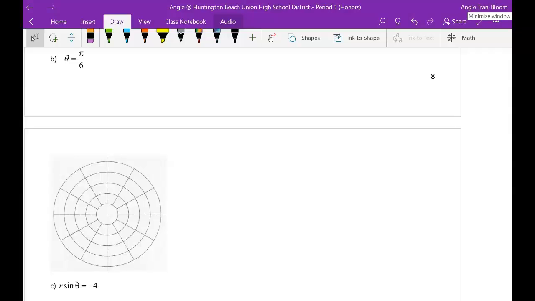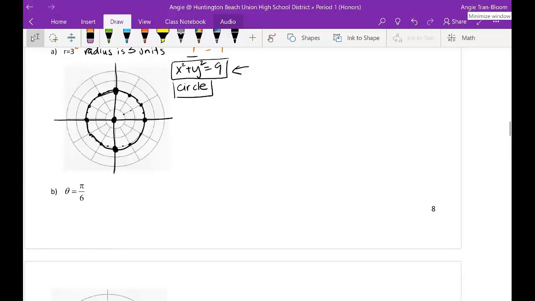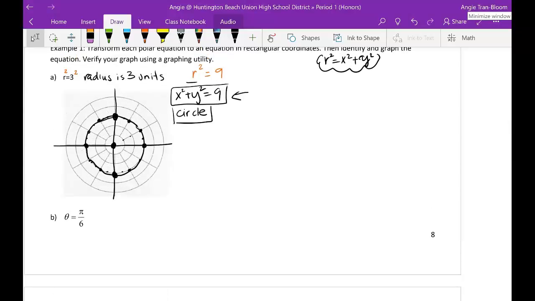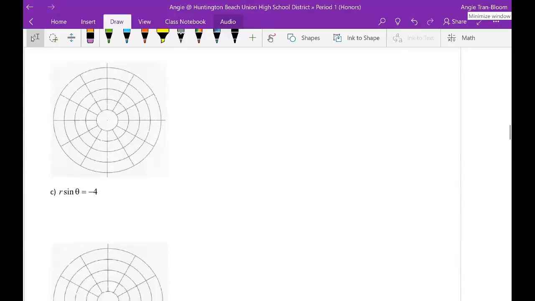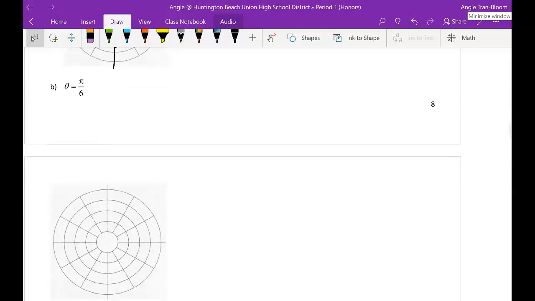So look, I have B is theta equals pi over 6, okay? Well, this is a little bit different. In A, all you know is the radius. In B, all you know is the angle. Oh man, what does that even mean, right? If all you know is the angle and you do not know the radius, the radius can be whatever it wants to be, just so you know.